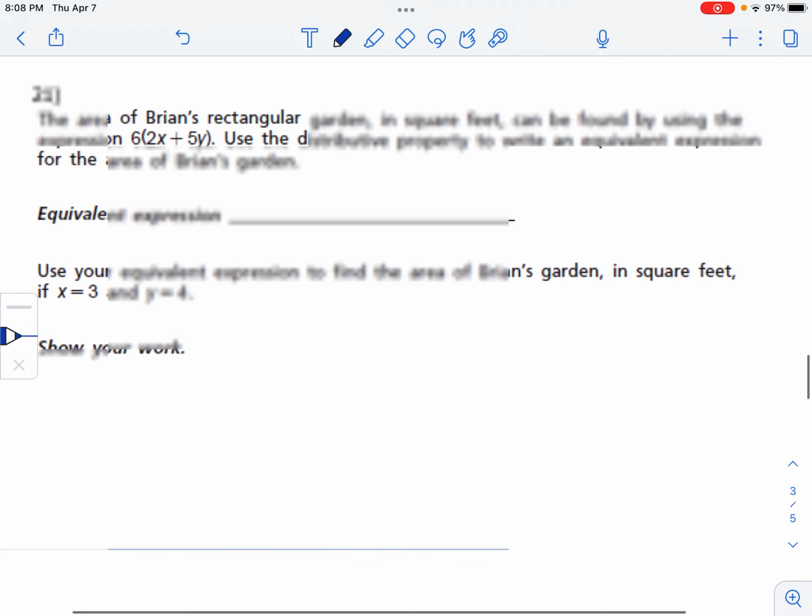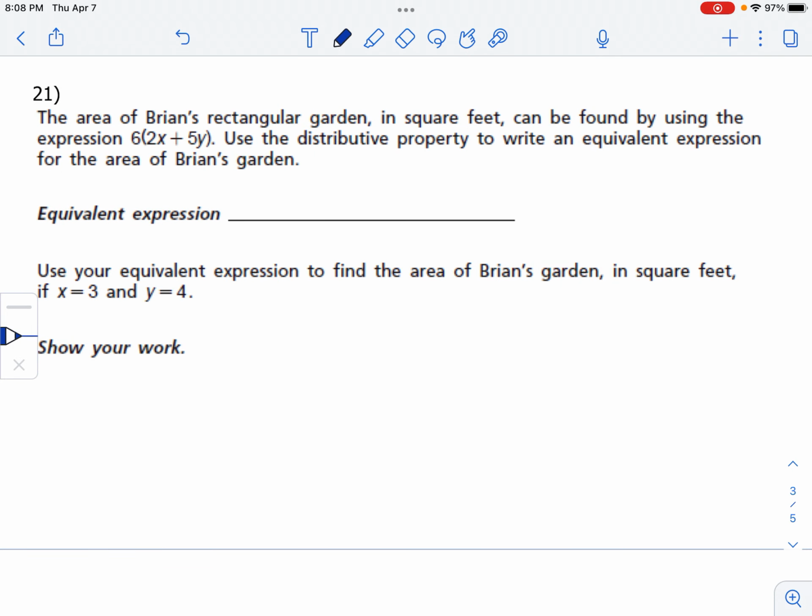All right, number 21. The area of Brian's rectangular garden in square feet can be found by using the expression 6 times 2x plus 5y. Use the distributive property to write an equivalent expression for the area of Brian's garden. So we're going to multiply 6 with all the terms inside the parentheses. All right, so 6 times 2x will give us 12x. And 6 times 5y gives us 30y. So our equivalent expression is 12x plus 30y.